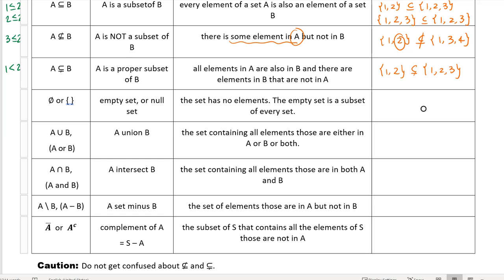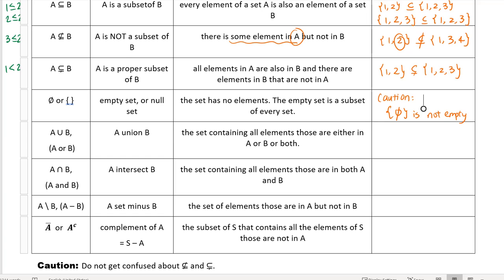And caution. This guy is not empty. You either use this symbol or use that symbol, but you cannot use both. So this guy is a set and it has elements. The element is the empty set. Right, we could have sets of sets. Okay, that's possible. We can have sets of sets.